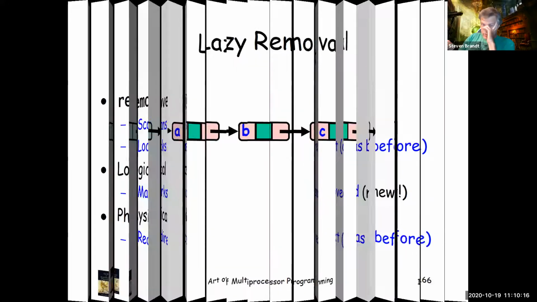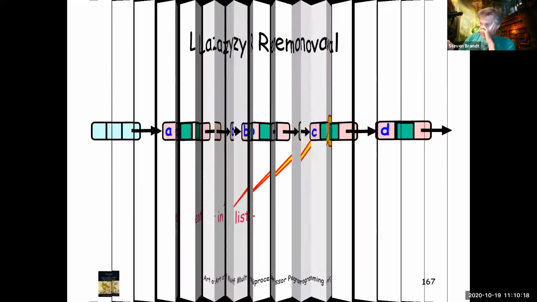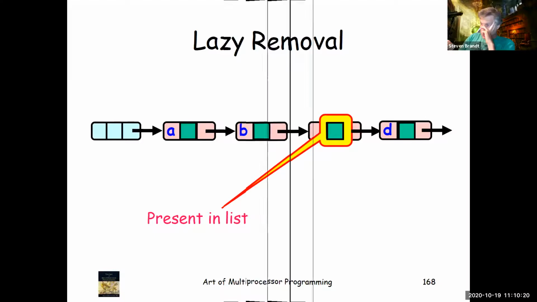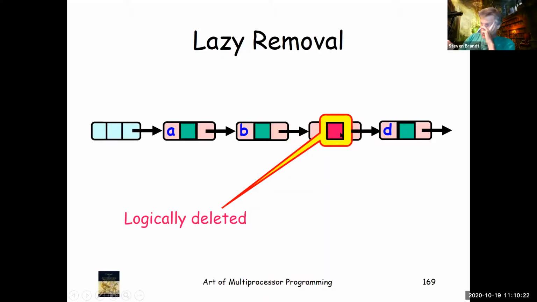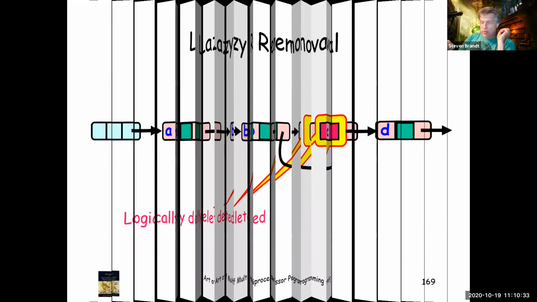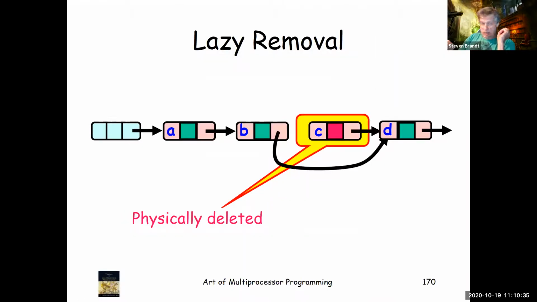So a lazy removal looks like this. We found the node we want to remove. We set this little flag from green to red, this logically deleted flag. And now anybody that sees this node can look at the flag and can tell that it's supposed to be deleted. And then we physically delete it by swinging the next pointer on B to point to D. Okay, and then it's physically deleted.